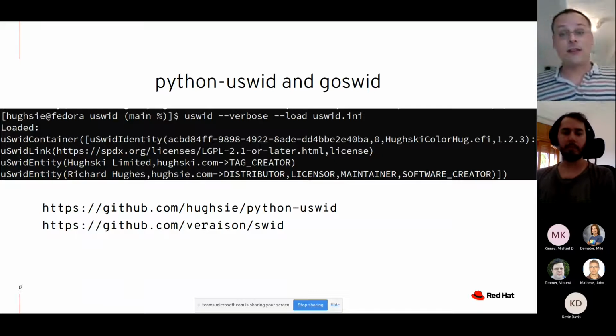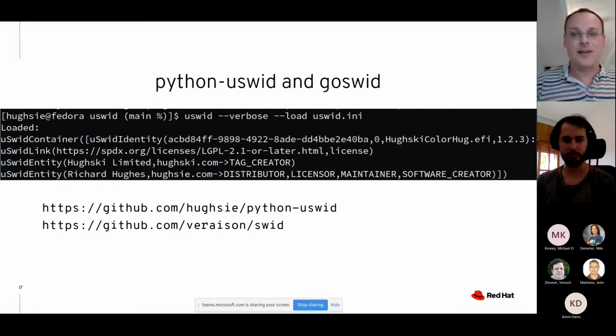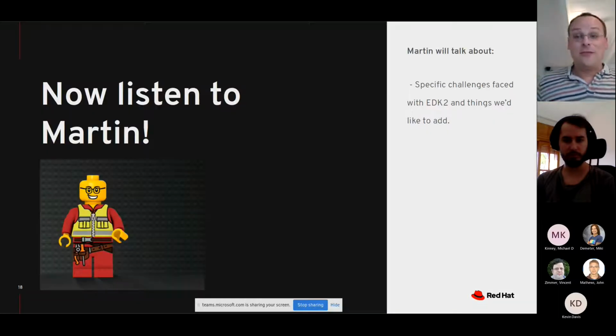The two tools that we're using: coreboot is using GoSWID because it's using Go, and in EDK, Martin's proposing using uSWID, or maybe he's not. I'll talk about it in a minute. But basically, Martin's actually the one who's done the prototype and the patch. So Martin, do you want to take over from here?